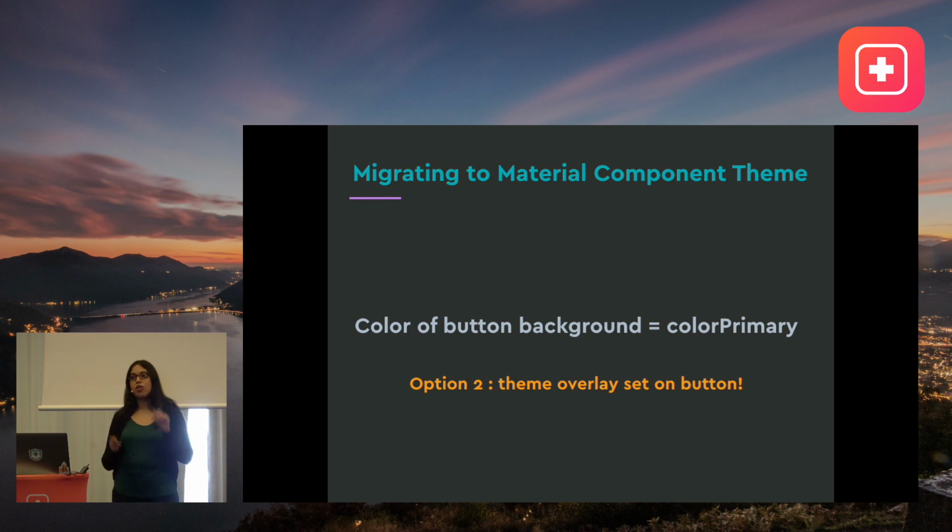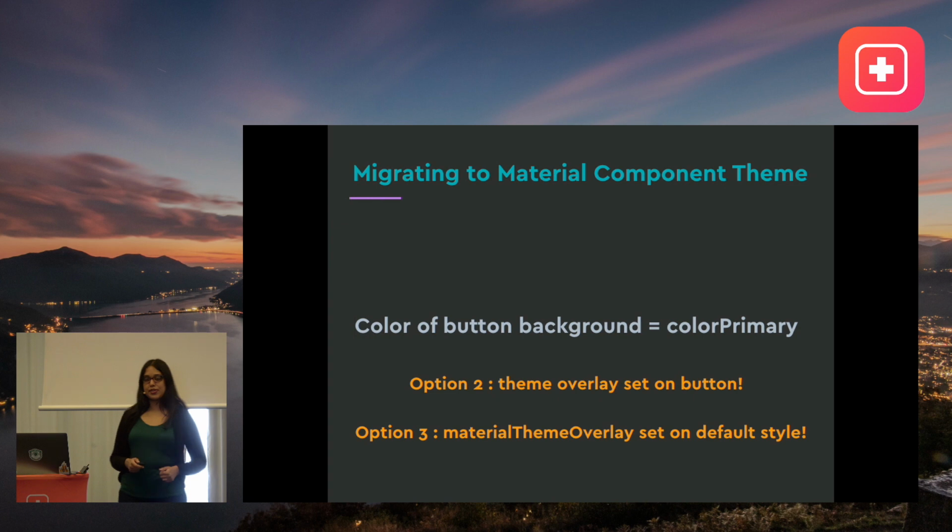However, if you want all of the buttons in your app to have this non-primary color, how would you do that? There is a new attribute that has been introduced to help us with this, and it's called the Material Theme Overlay attribute. And you can set this on the default style.